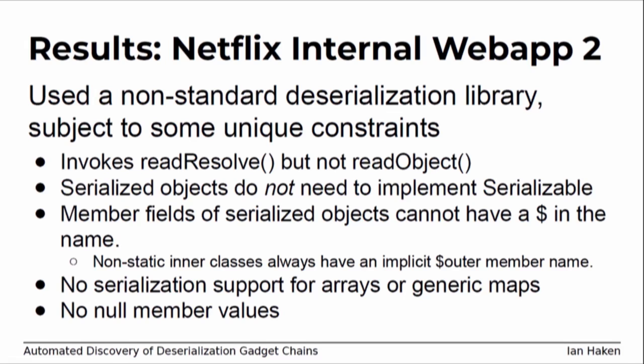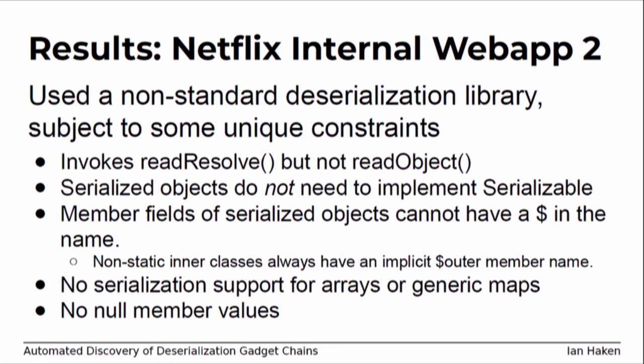So one is that its member fields couldn't have dollar signs in them, because that screwed up the binary format of this thing. Non-static inner classes always have this implicit $outer member name, so basically anything that happened to be a non-static inner class was not serializable. Furthermore, it didn't have any support for serializing arrays or generic maps, and most importantly, every member value had to be non-null. And that meant that every type of every member value also had to satisfy all of these constraints, because you couldn't leave it null, so you had to serialize it as something, so it had to satisfy all these constraints.